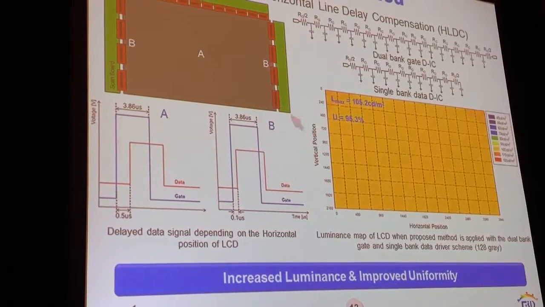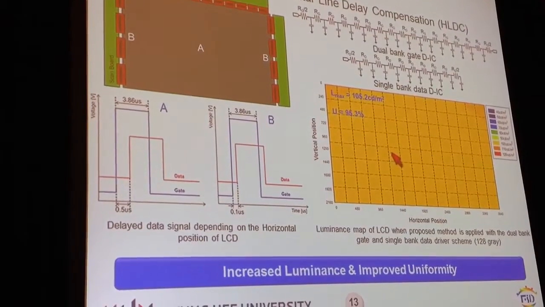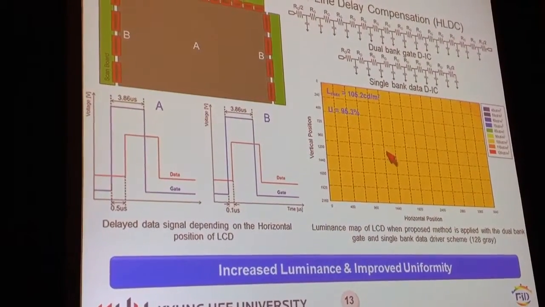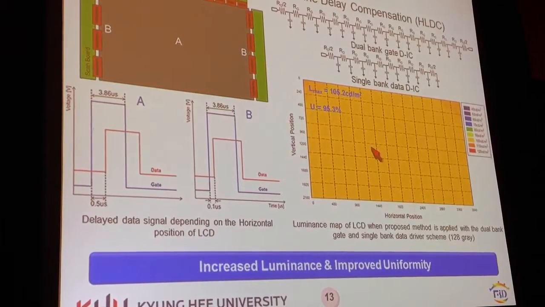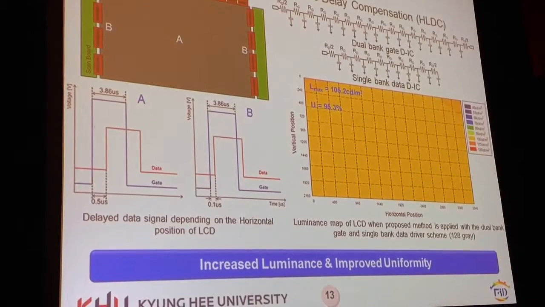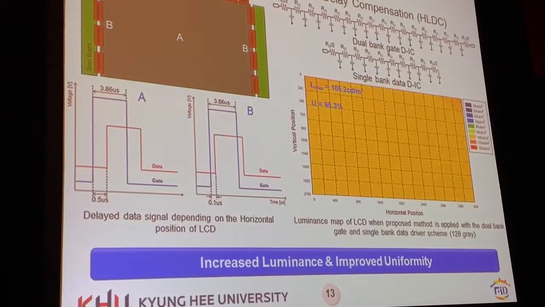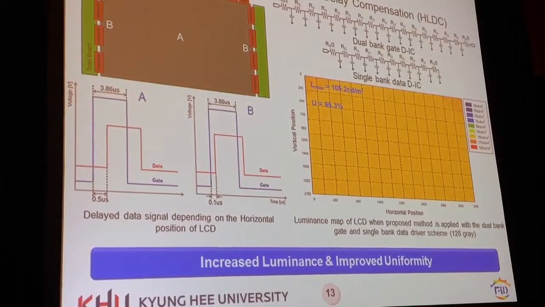This figure shows the luminance map of the LCD when HLDC is applied with the dual bank gate and single bank data driver scheme. SID displays level 128 as well in these schemes. Now you can see that uniformity in all directions is improved compared with the conventional single bank data driver scheme.